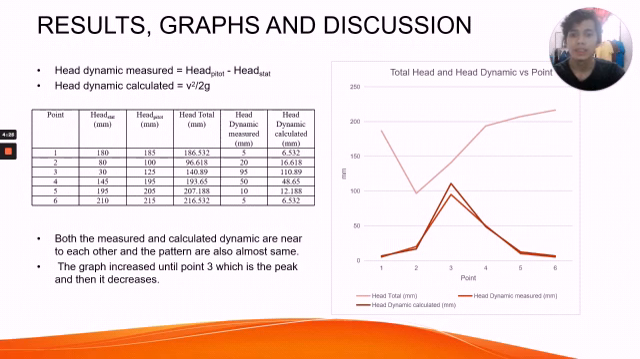After getting the data, we plot a graph of total head, head dynamic measure, and head dynamic calculated against point. The graph shows that both the measured and calculated dynamic head are close to each other with an identical pattern. The graph increases until point 3, which is the peak, and the graph gradually decreases after point 3.